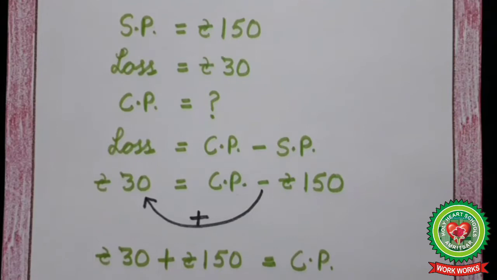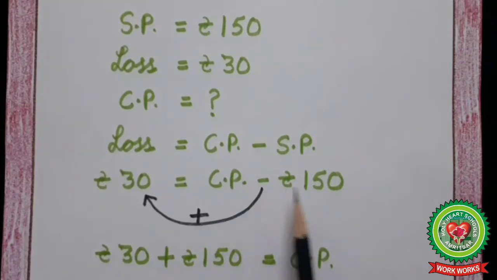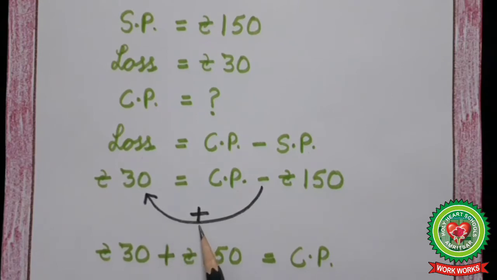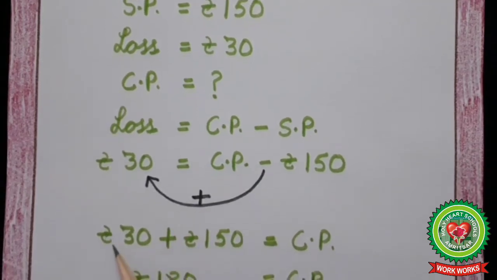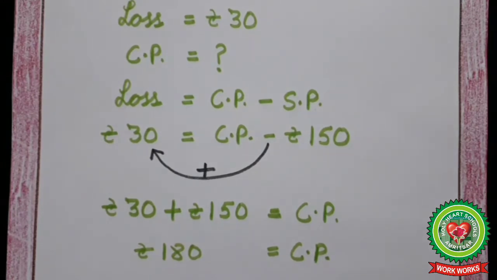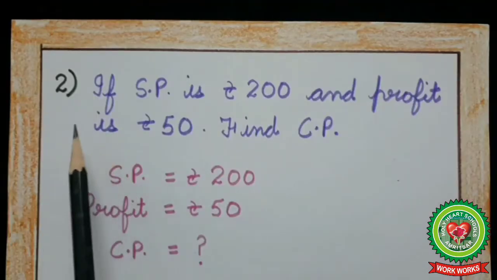So here minus 150 will shift towards the left hand side. It will change into plus. So rupees 30 plus rupees 150 is equal to CP. 30 plus 150 comes out to be rupees 180, so CP is equal to rupees 180, which is your required answer. Let's move towards the second example.